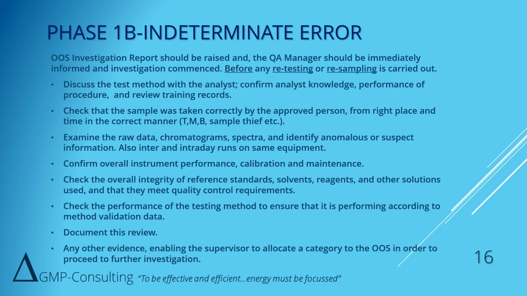Are they using a new column? Have they just changed columns? Further looks at the instrumentation and calibration. Has the service guy been in recently and changed something and logs not being filled out? So it's a much more detailed investigation. And the idea is for the supervisor to be absolutely sure what kind of category the OOS is for the rest of the investigation.